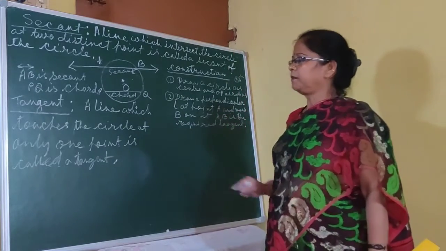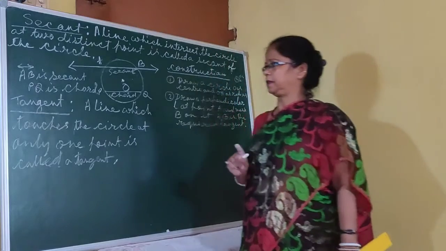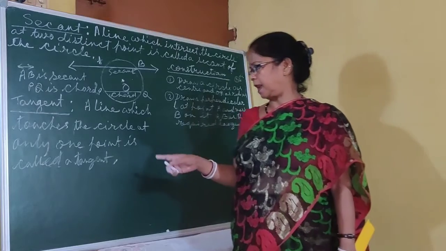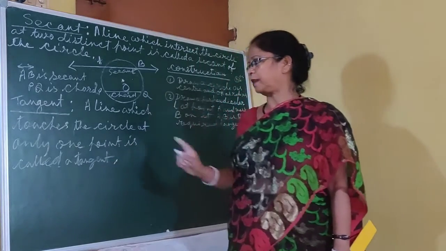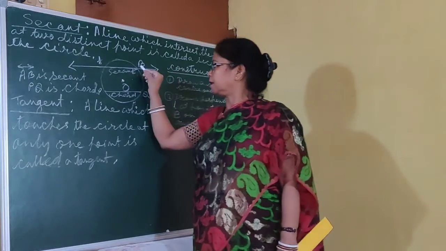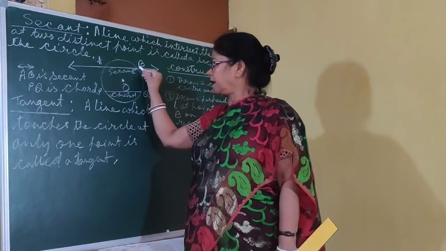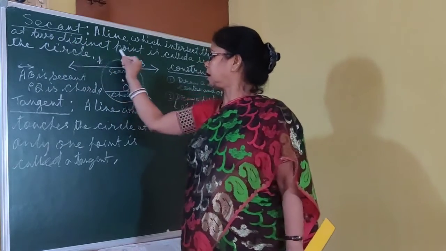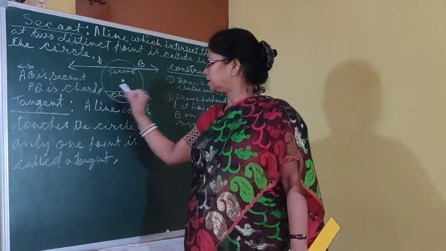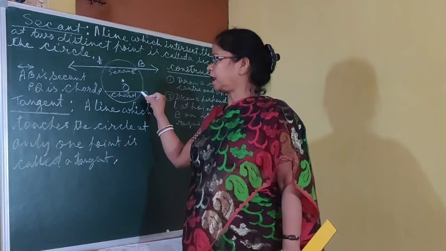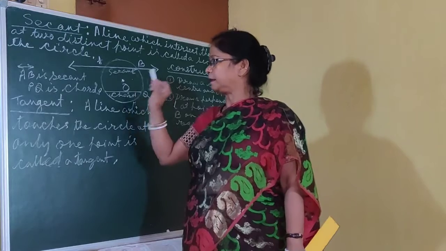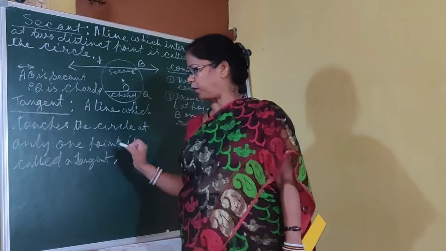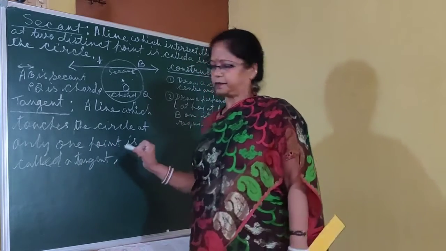Now another term is tangent. What is a tangent? A line which touches the circle at only one point is called a tangent. A secant intersects the circle at two distinct points. And a chord touches two points of the circumference of the circle. A tangent is a line which touches the circle at only one point.